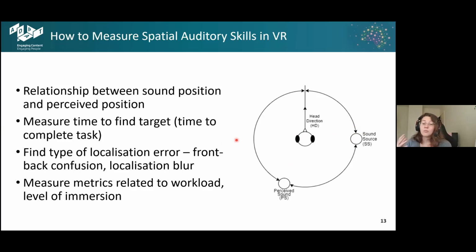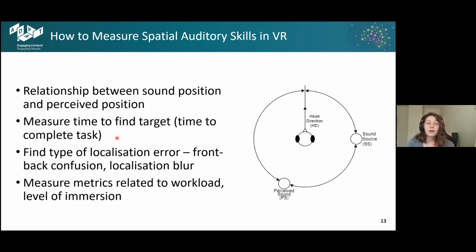And this distance is also important when you're trying to measure the time to find the target, so the time to complete the task. This is very important. And another thing that is important from this graph is that when you have the location of the perceived sound and the sound source, you can classify the localization error. So it can be, as I said, front back confusion or localization blur.